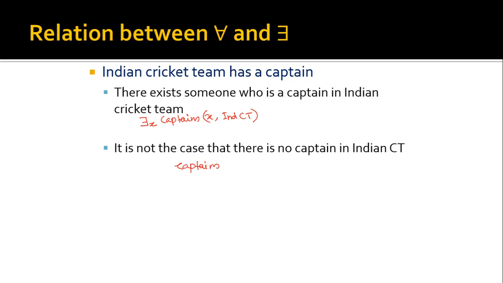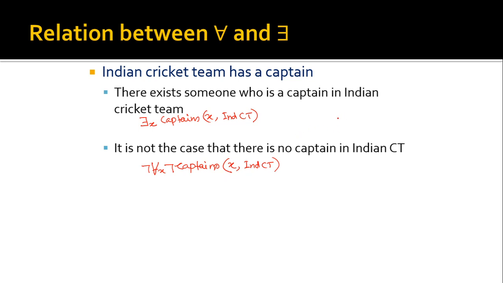Captains. X in C team. And how do we write that there is no captain? We just say we negate, and it is not true for any case, right? So how do we model that? We just say negation for all x. So for no case it is going to happen, right?